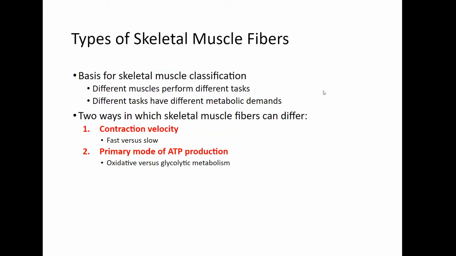The other way we're going to classify them is based on how fast they work. We talked about the twitch at the end of our last unit. We're going to see that twitch happens more quickly in some muscle fibers and more slowly in others. So we're going to be thinking about the combination of these two factors as we're looking at the function of an individual muscle fiber. So we're going to have fast and slow fibers, and we're going to have oxidative and glycolytic fibers.